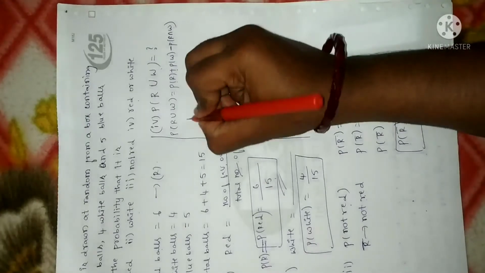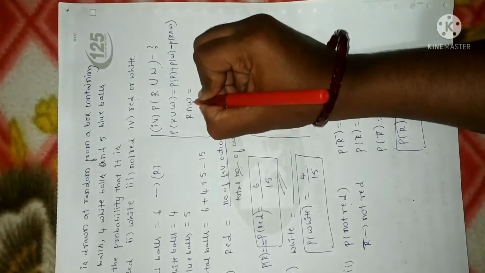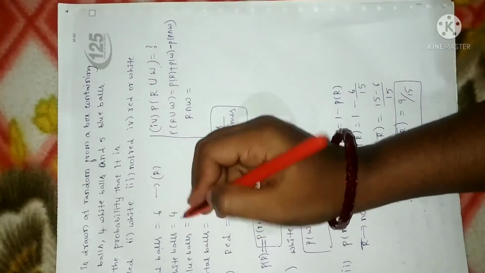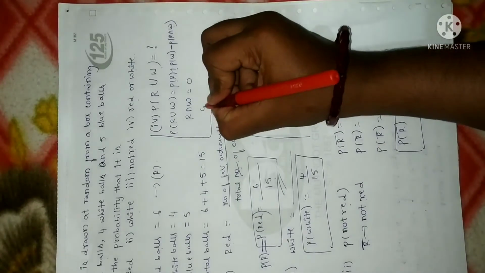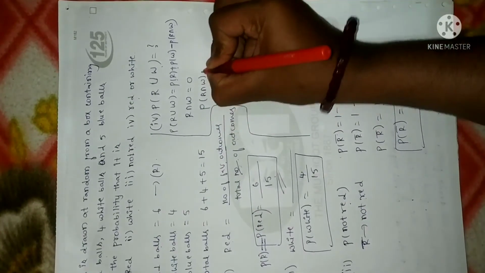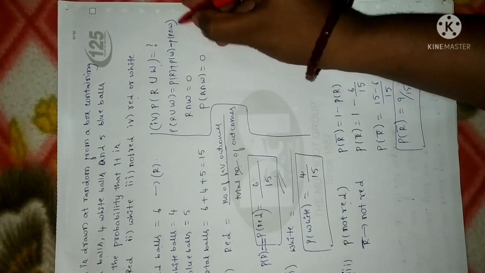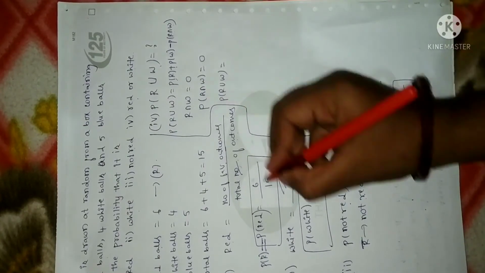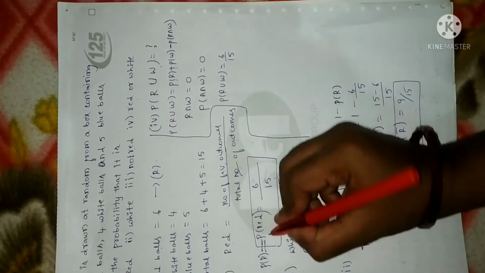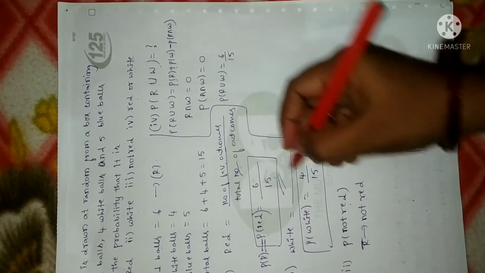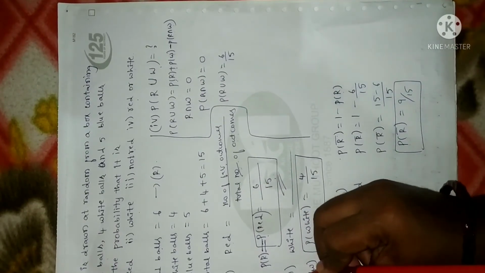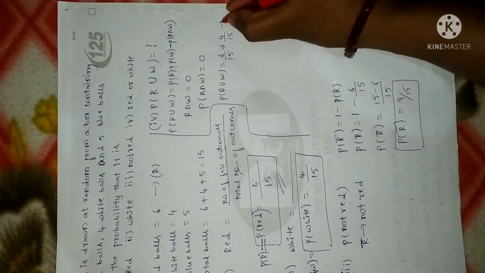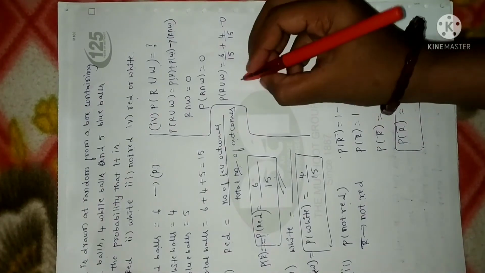Fine. First let me find R intersection W. R intersection W in the sense, do we have any common ball between red ball and white ball? Red ball is separate and white ball is separate. We don't have any common ball. So it is 0. So probability of R intersection W will be 0. So this term will not be there. Now let me calculate probability of R union W, which is equal to probability of red is 6 by 15. I have already calculated here the probability of red ball. Next, probability of W in the sense white ball, that is 4 by 15, minus probability of R intersection W, which is 0. Fine.